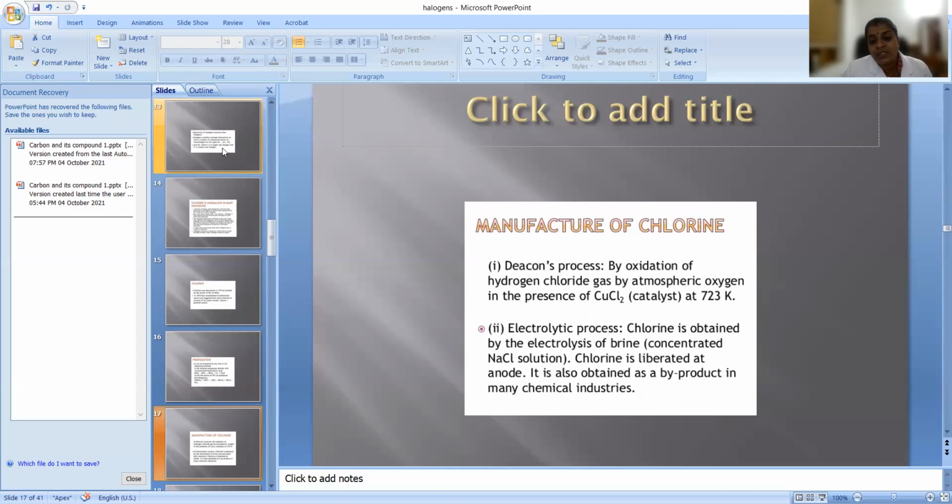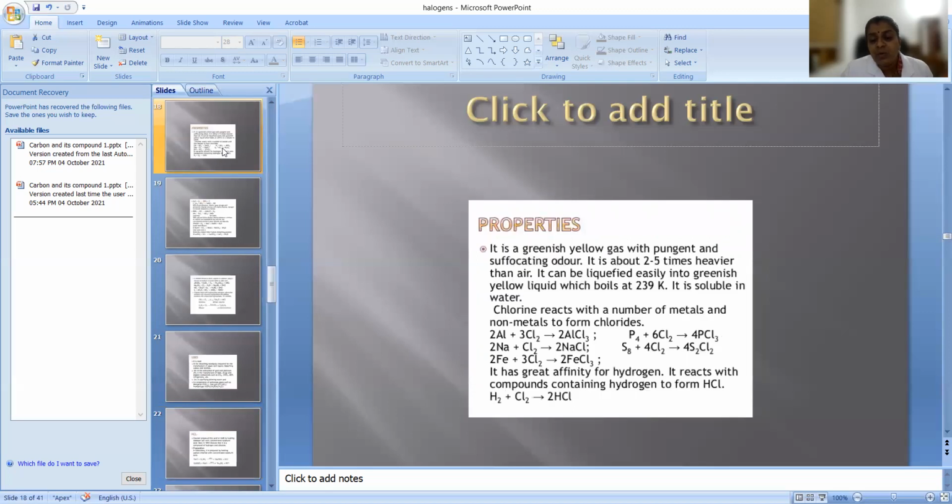For the manufacture of chlorine, we can use the Deacon process, by oxidation of hydrogen chloride gas by atmospheric oxygen in the presence of copper chloride, which is one process, and another is the electrolytic process. Chlorine is obtained by the electrolysis of brine. Okay. Now, what are the properties?